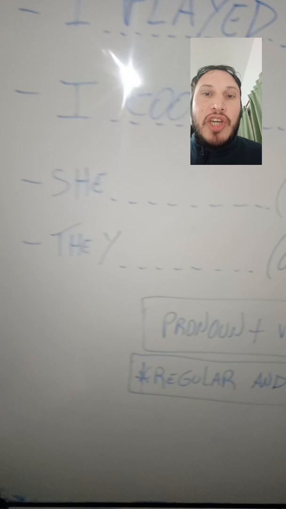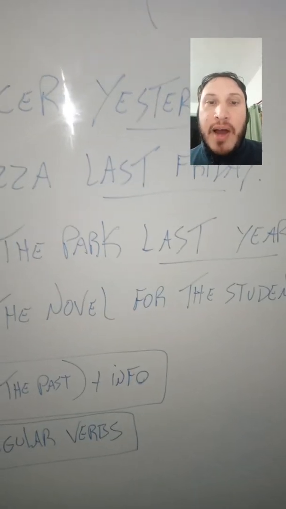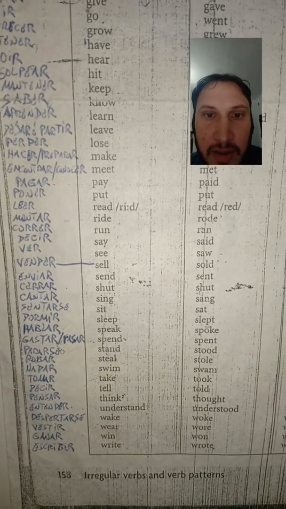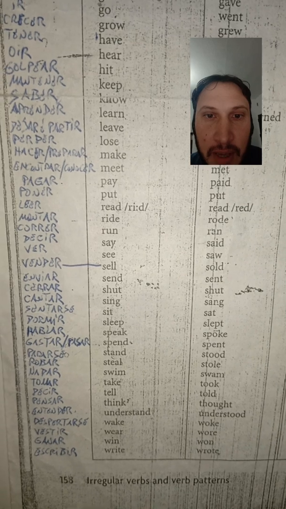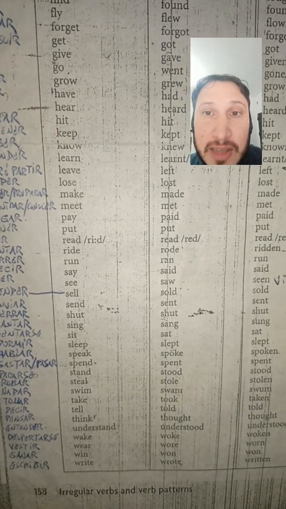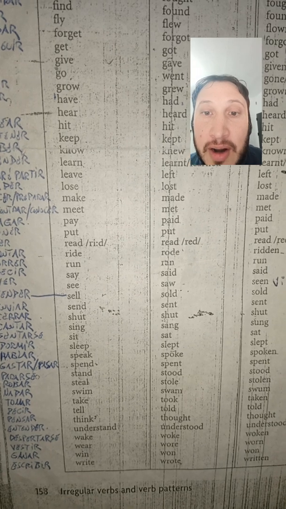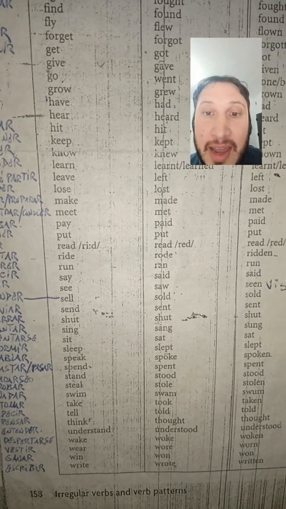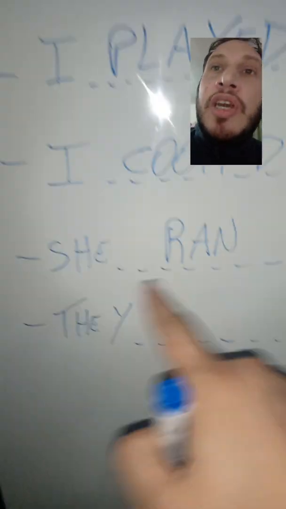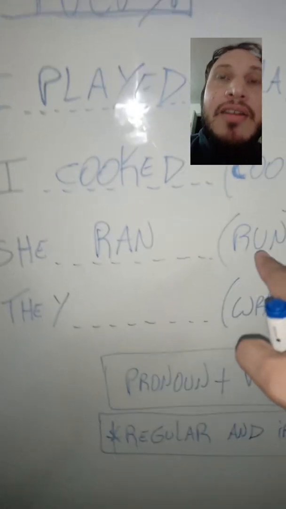Look at the following, the third one. She, I need to use run, in the park, last year. So I need to use run. I go to the list and I look for run. Look. To the left, you can check the meaning. It means correr. And to the right, you can check the past form. Look, it is ran, R-A-N. So I need to use that form. You check? She ran in the park last year. So it is irregular.